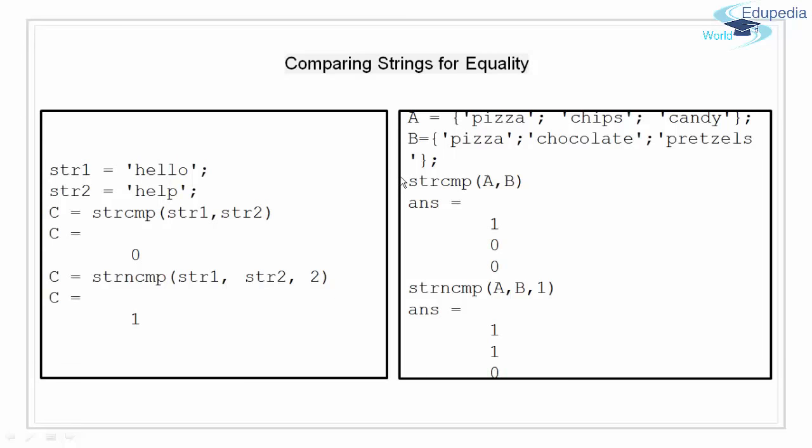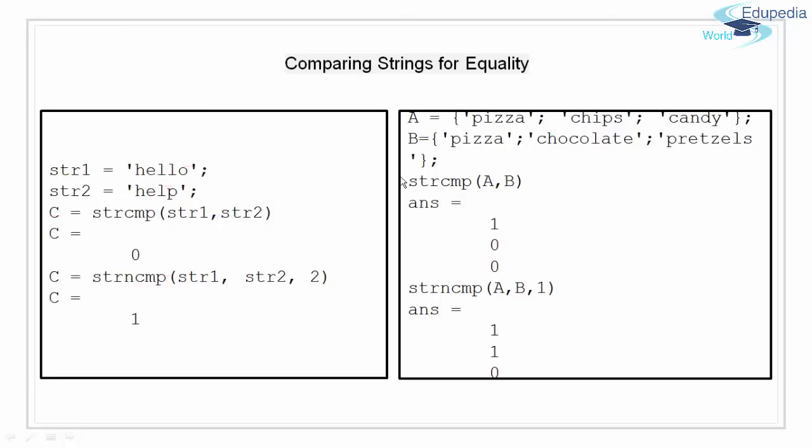We have four functions available in MATLAB to determine if two input strings are identical. strcmp determines if two strings are identical. So strcmp takes string 1 and string 2 and returns 0 if they are not equal. On the left, I have shown the usage of strcmp and strncmp. We have string 1 'hello' and string 2 'help'. First we compare the whole strings, which are obviously not the same, so we get an output of 0. Then we compare only up to the first two characters, which are the same, hence we get an output of 1.